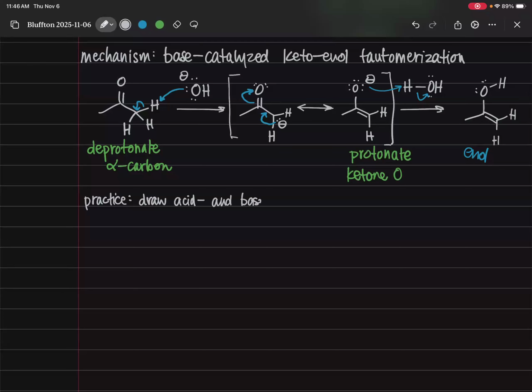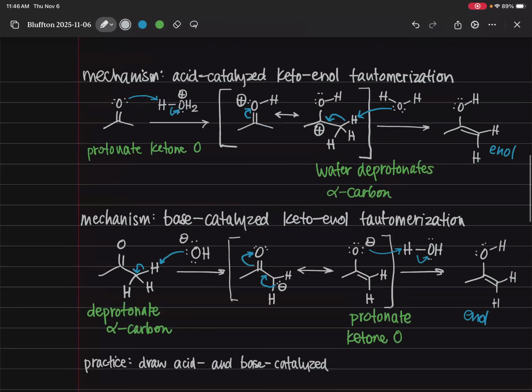Water is going to be involved in the last step of both of them.